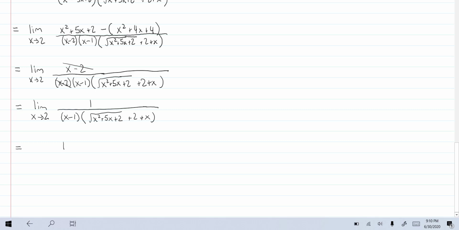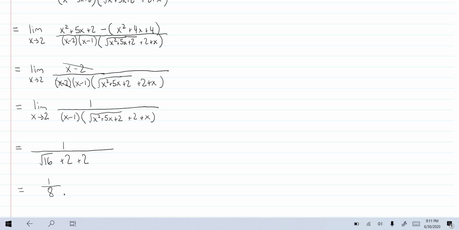So we're going to have 1 over, let's see, 2 minus 1 is just 1. Here we're going to get square root of 16 altogether, plus 2, and then plus another 2, because we're plugging in 2 for x. So that's going to leave us with an answer of 1 over 8 altogether. Okay. So that is my last example for this video.